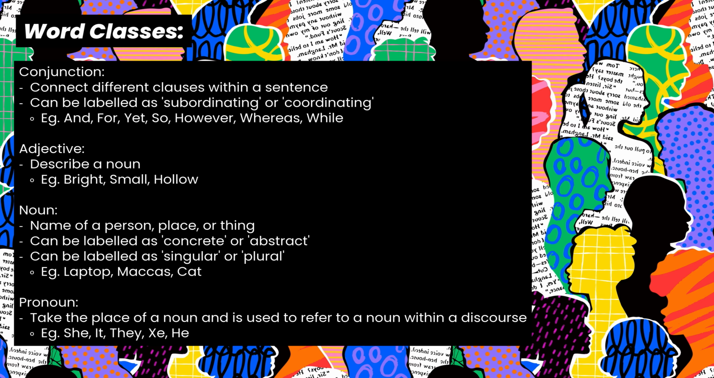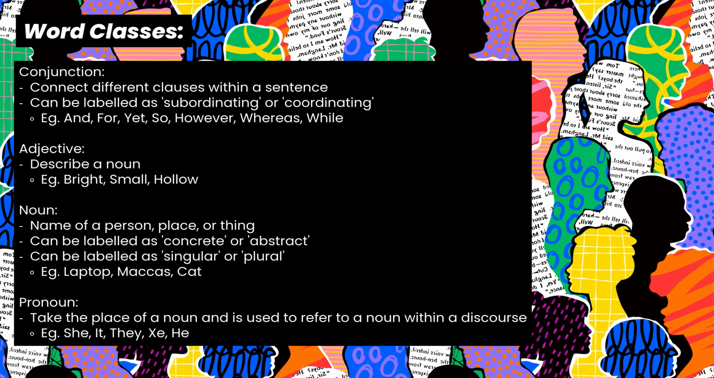Now, adjectives describe a noun. So we can have adjectives like bright, small, hollow. And the test to see if a lexeme is an adjective is to see if we can use it in a sentence about a cat. So the small cat works perfectly because it's an adjective. The gigantic cat works perfectly because it's an adjective. But the table cat doesn't quite work. That's not a standard Australian English sentence because table is a noun, not an adjective.